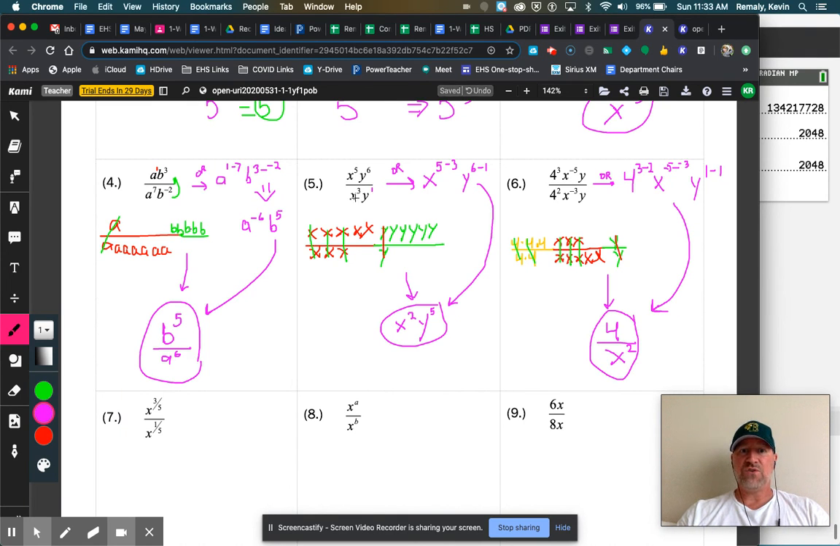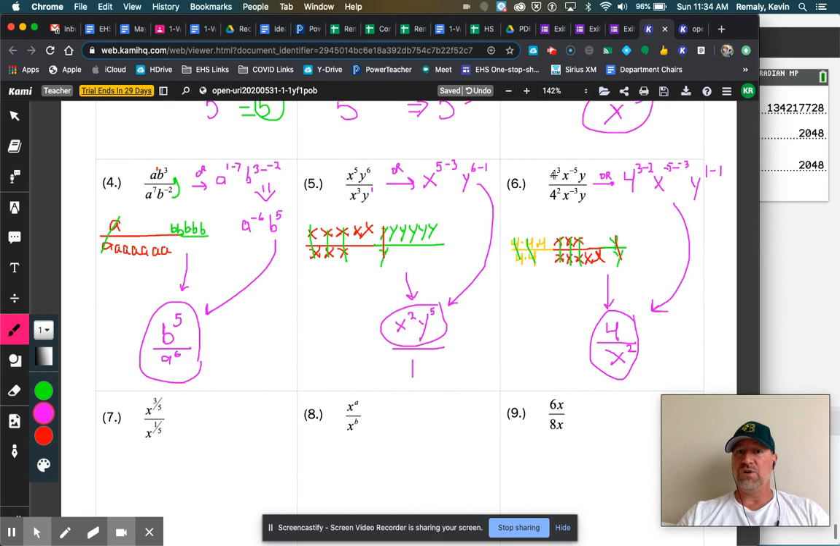X to the fifth and x to the third, you can see 3 of them cancel out, leaves us with 2 x's up top. We have 6 y's on the top, 1 on the bottom. So one of those cancel out, leaves us with 5 on the top. If you wanted to throw this whole answer over 1, that would be totally cool too. Again, the shortcut is 5 minus 3 gives us x to the second. 6 minus 1 gives us y to the fifth. All positive, so we don't have to move anything to the bottom.